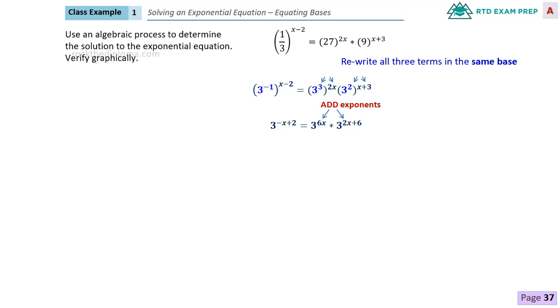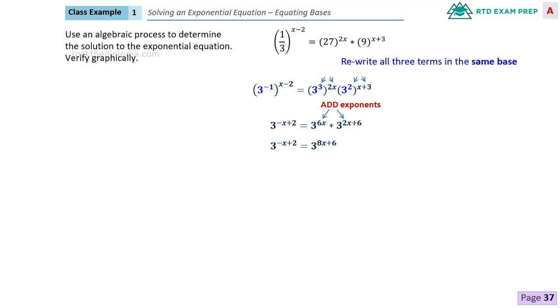I walk through this because our brain is now in this multiplying mode, but in the next step we have to be careful not to multiply. When we have two powers of the same base that are multiplied together, our exponent laws tell us to add the exponents. So we must very carefully add the 6x and the 2x plus 6.